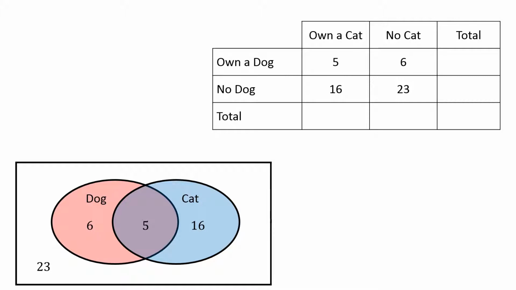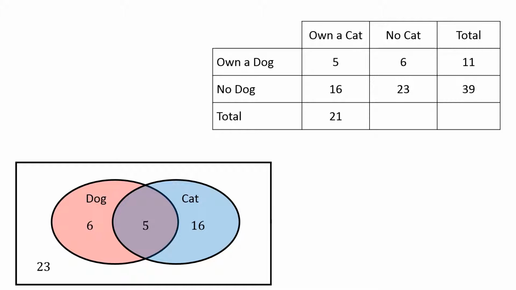Now it's time to make the frequencies. So how many people actually owned a dog? Well, 5 plus 6 is 11. How many people do not have a dog? Oops, went the other way. Sorry about that. How many people own a cat? Well, 5 plus 16 is 21.